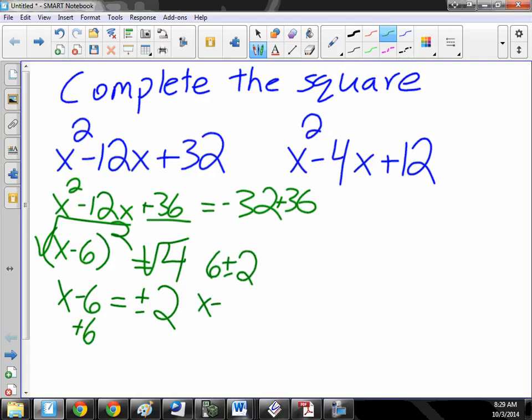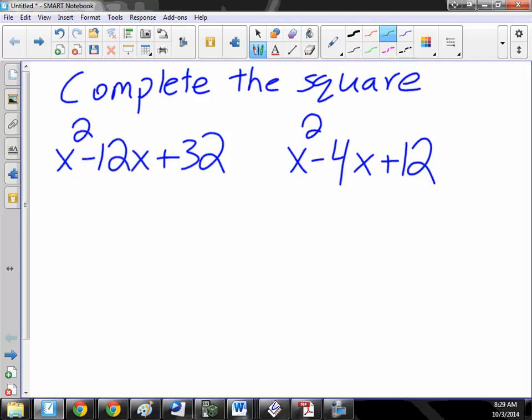What are my roots? 6 plus 2 would be 8. 6 minus 2 would be 4. So this quadratic actually factors. If you wanted to use the box and factor, it would work. Okay? But the other one does not.